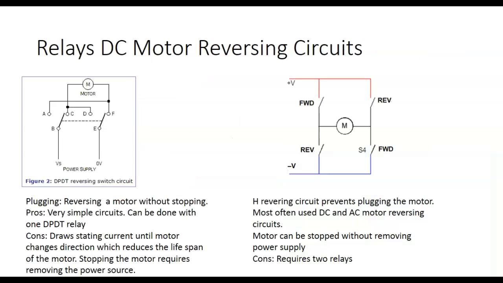These are using relay contacts. This is what all ours use. Plugging, reversing a motor without stopping. Pros: it's a very simple circuit, can be done with double pole, double throw relays. Cons: draws starting current until the motor changes direction, will reduce the lifespan of the motor, and stopping the motor requires removing power.